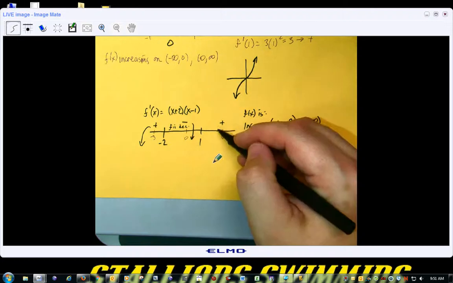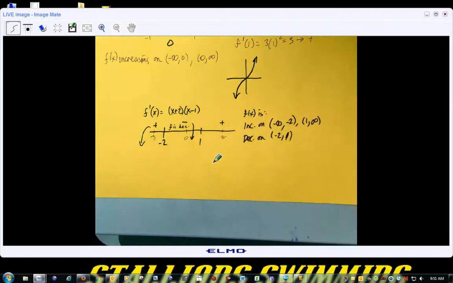That's what you've got to say when we get towards the AP exam. The sign test isn't enough. Even though everyone knows what it is, they want you to be a little bit more formal. If it's a free response question, all you have to do is say, since it's positive on this interval, f of x is increasing. So instead of things that we know happen, we just have to write them down.